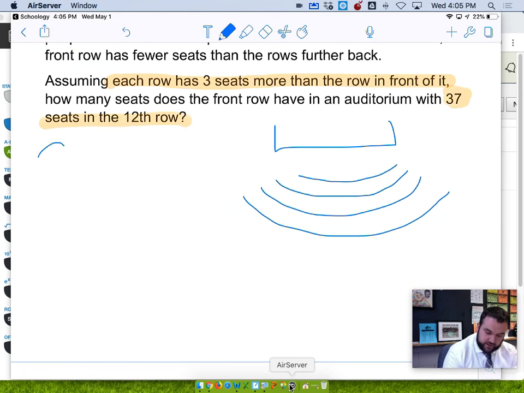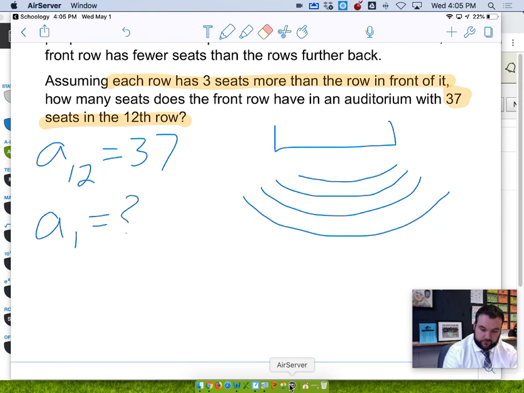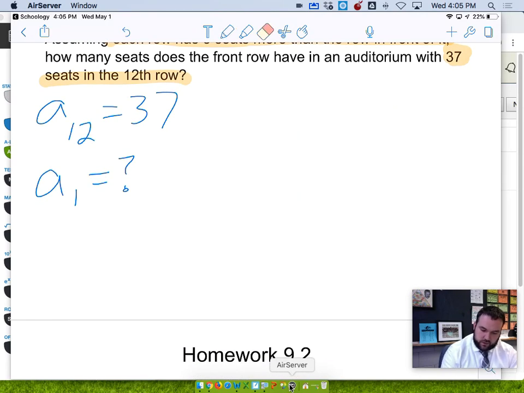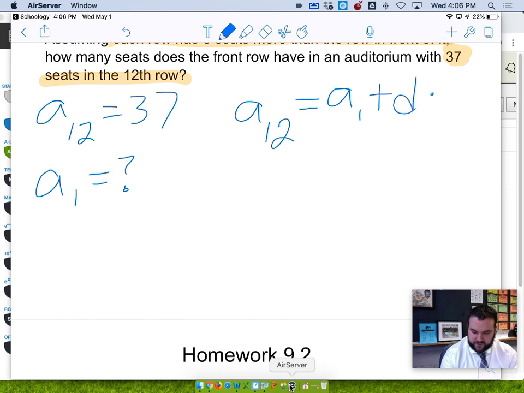So this is saying in the 12th row, we have 37 seats. And the question is, how many seats are in row number 1? Okay. Well, row number 1 is 11 rows further up. And we know that in order to get the 12th term in a sequence, you're going to take the first term and add the common difference 11 times. So let's just fill in what we know.